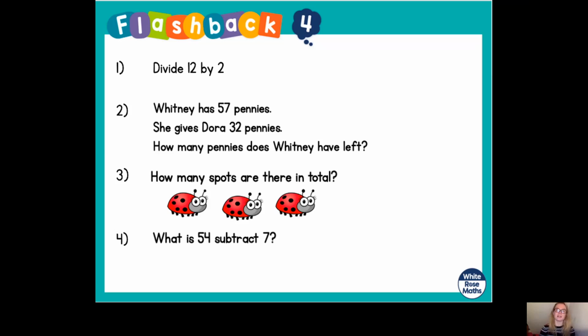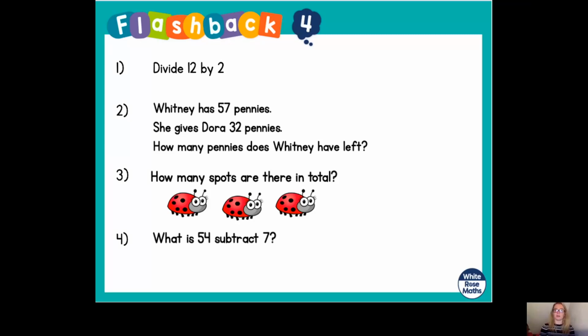Okay, Year 2, so let's go through it together. The first question, divide 12 by 2. So we need to think of it as 12 objects, and let's choose sharing as our method. So we have 12 objects and they need to go into 2 groups. We need to share them into 2 groups. So we need to put them in one by one and then find out how many are in each group once we've shared out all of the 12 objects.